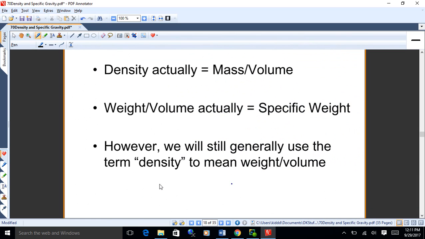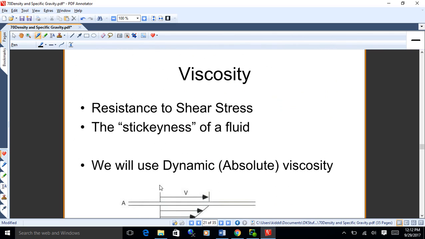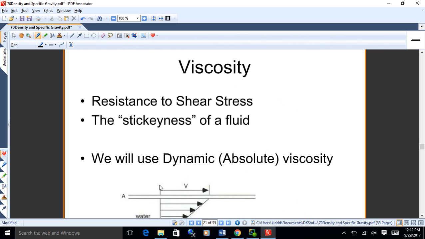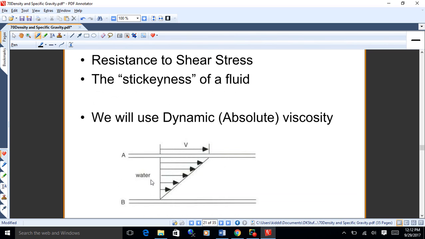Okay, now we got a few other things that we look at here. One of them is viscosity. The official definition of viscosity is resistance to shear stress, okay? I think maybe a more common sense definition is how sticky a fluid is. Honey has a high viscosity. It doesn't flow as quickly as water does, okay? And so we use what's called dynamic, which is absolute viscosity, okay?